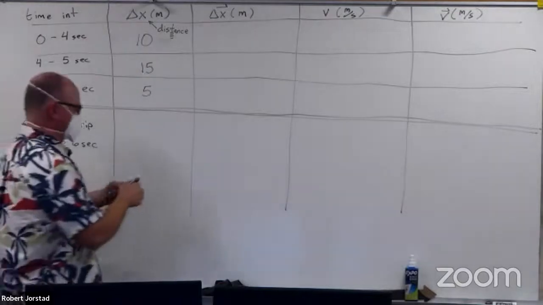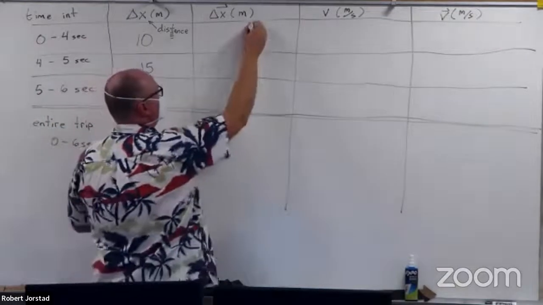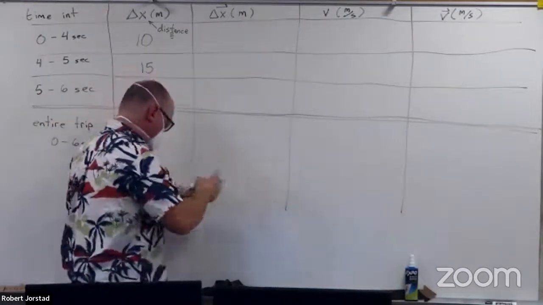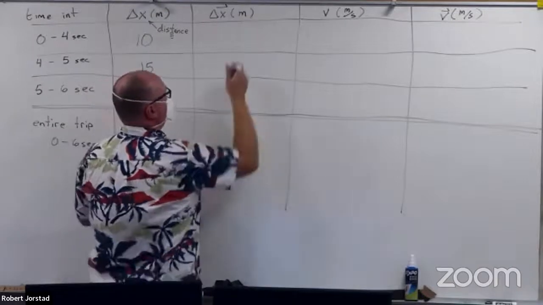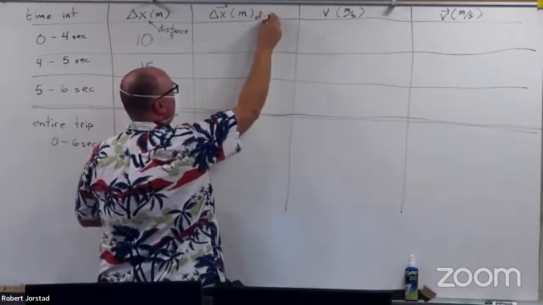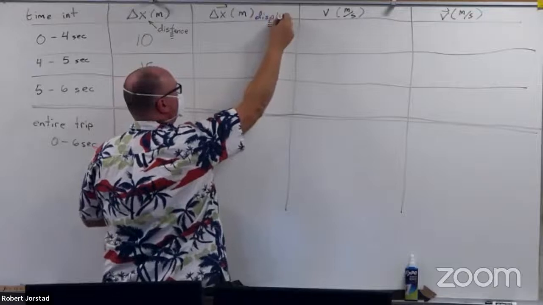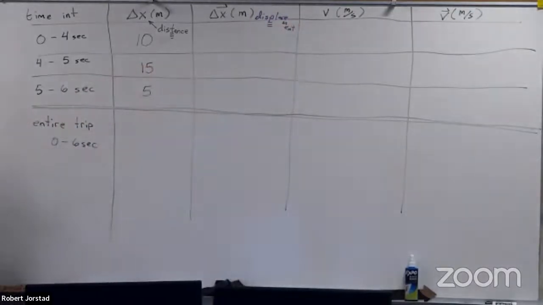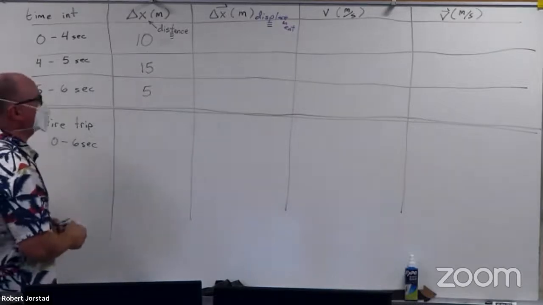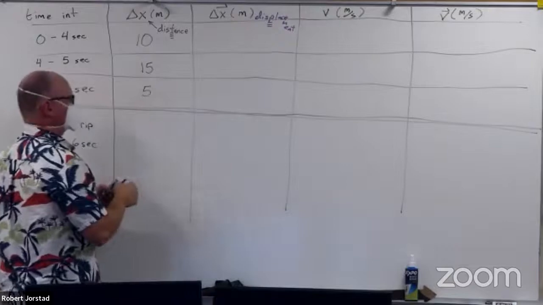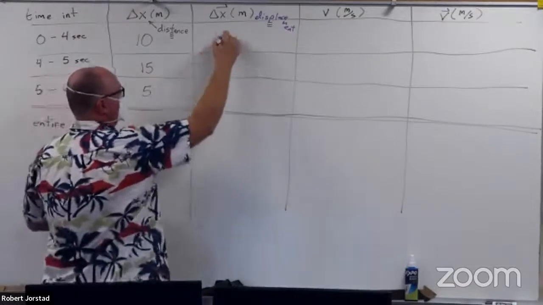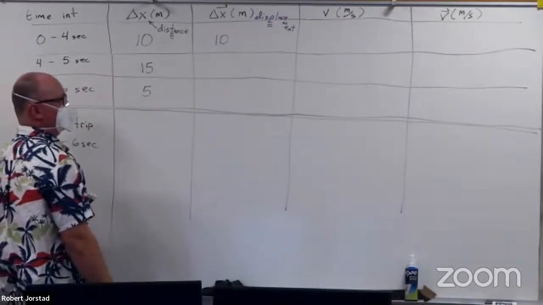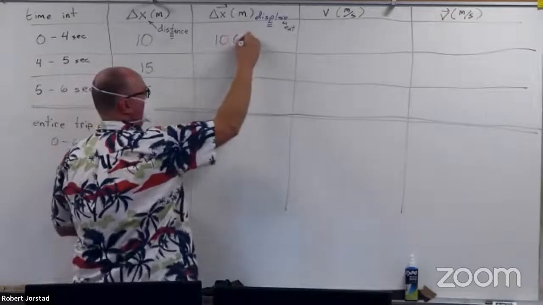Delta X in this context means what? Displacement. So let's get some other color. How about purple? So this is displacement. Displacement is a vector. We need both a magnitude and a direction. The units are taken care of for us. So for the first one, it's 10. What direction? To the right, or positive I hat.